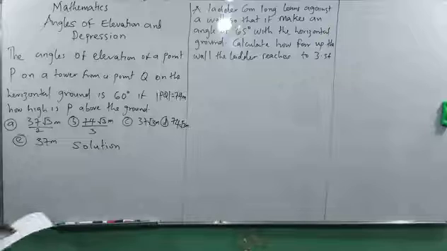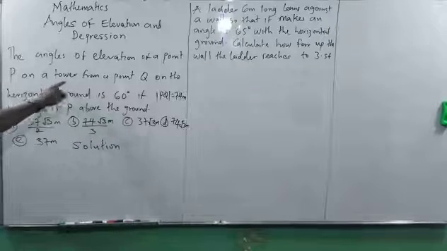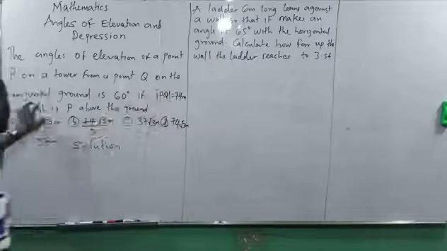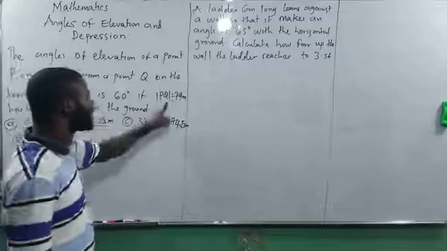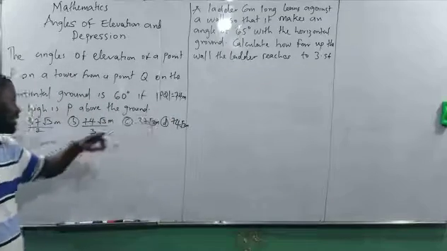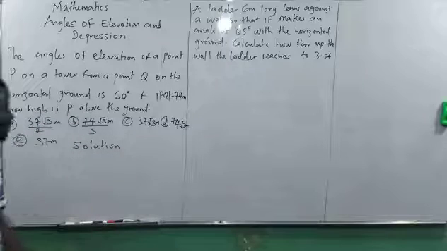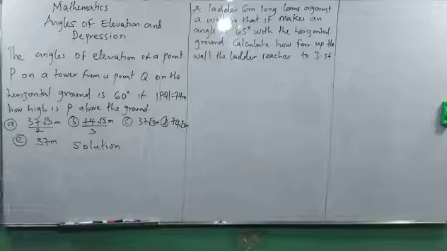An angle of elevation of a point P on a tower from a point Q on the horizontal ground is 60 degrees. If PQ equals 74 meters, how high is P above the ground? That is what we are to work on. Now, look at how it will go.